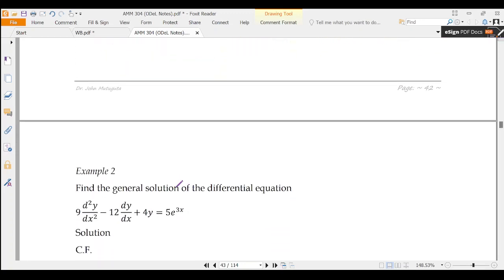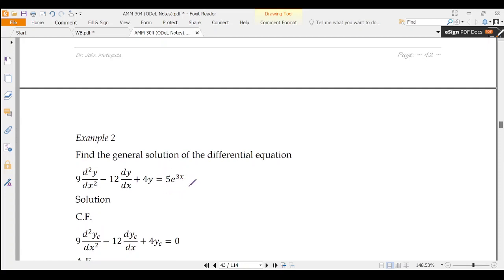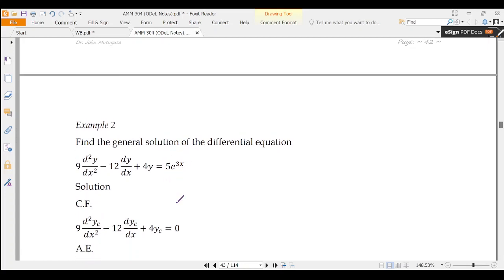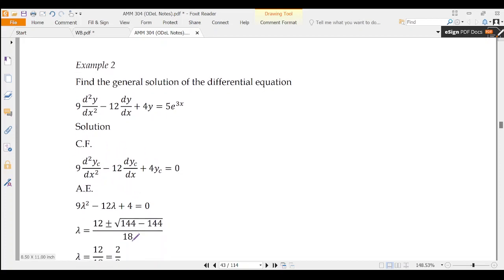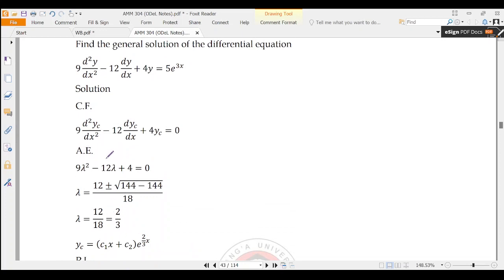Now, if the function is an exponential function, again, we can solve the same way. Complementary function. We find the roots of the characteristic equation. The complementary function is the general solution of the corresponding homogeneous differential equation.